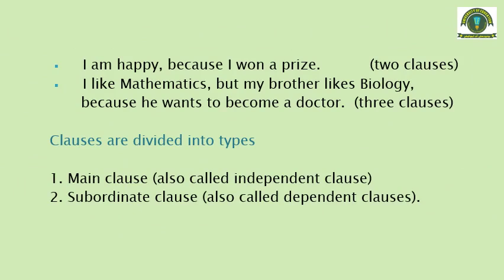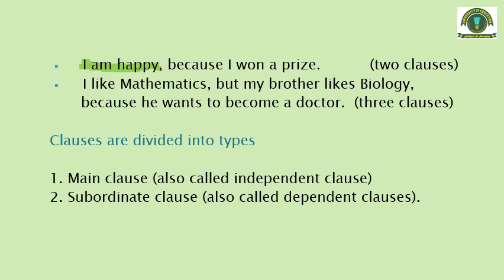Now another example. I am happy. I is the subject. Am happy is the predicate. So this is one complete clause. We got the meaning that I am happy, I am good, I'm fine. But the sentence is not complete.